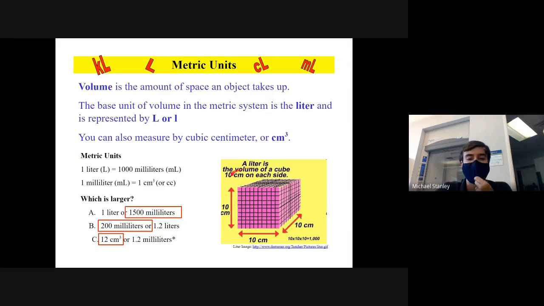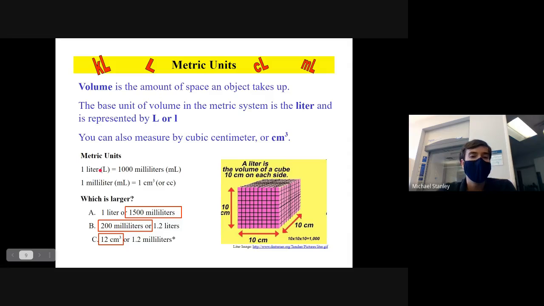Like this box down here has a length, a height, and a width, and they're all equal to 10. So it's 10 centimeters tall, 10 centimeters wide, and 10 centimeters long. So 10 times 10 times 10, we have 3 centimeters that we're putting together, and it makes up 1,000 cubic centimeters. So the volume of this box right here would be 1,000 cubic centimeters. That's how you read this. You can also say centimeters cubed sometimes too. So that's another way to measure solid volume.